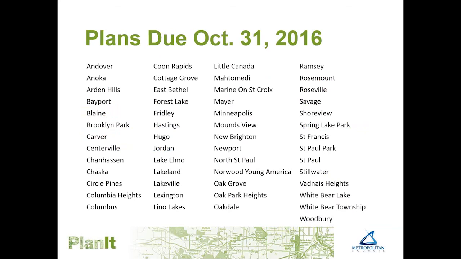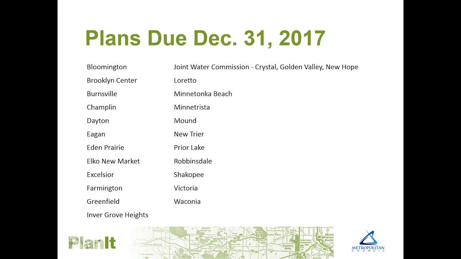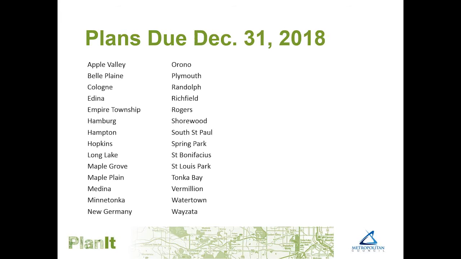For 53 metro area communities shown on this slide, the local water supply plan is due by October 31st of 2016, this year. 23 communities' plans are due by December 31st of 2017. And finally, 28 communities' plans are due by December 31st of 2018. This schedule ensures that the local water supply plans are due on or before the same date that the rest of the comprehensive plan is due to the Metropolitan Council.